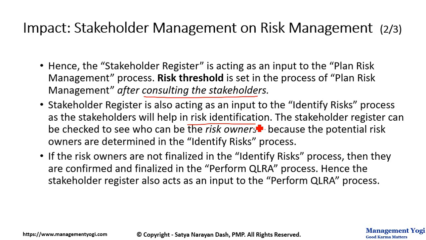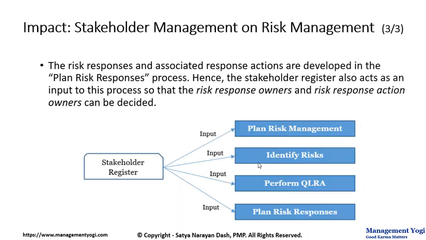The stakeholder register can be checked to see who can be the risk owners, because potential risk owners are determined in the identify risk process. So the stakeholder register is also acting as an input to the identify risk process. If risk owners are not finalized in the identify risk process, then they are confirmed or finalized in the perform QLRA process, that is qualitative risk analysis. Hence, the stakeholder register also acts as an input to perform QLRA. So if you can decide on the risk owners, you decide it in the identify risk process. If you can't, then it will be confirmed and finalized in the perform qualitative risk analysis process, and that is the reason the stakeholder register also is going to act as an input to the perform QLRA process.